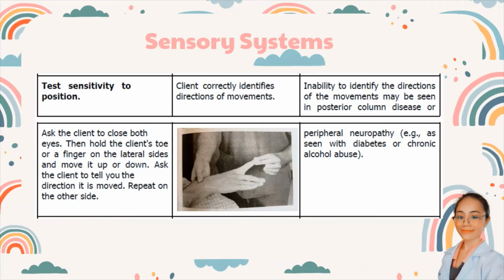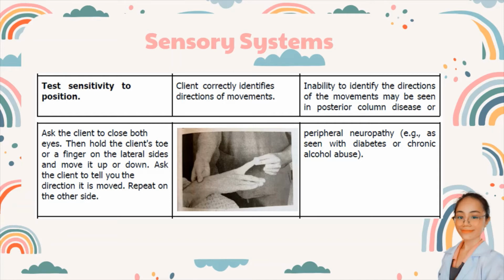Next, to test the sensitivity to position of our client, we have to ask the client to close both eyes and then hold the client's toe or finger on the lateral side and move it up or down. Ask the client to tell you the direction it is moved. Repeat on the other side as well. So the client will be able to correctly identify the directions of the movement.